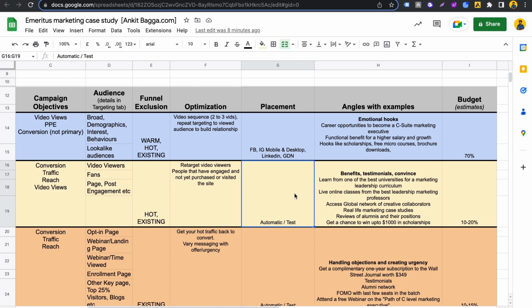In terms of the objectives that we want to portray to people who are in the warm stage, we will be showing the benefits, the testimonials, and basically trying to convince them to now go for this course, right?